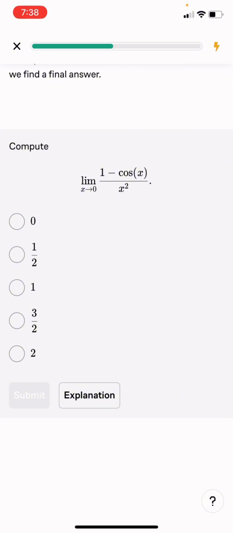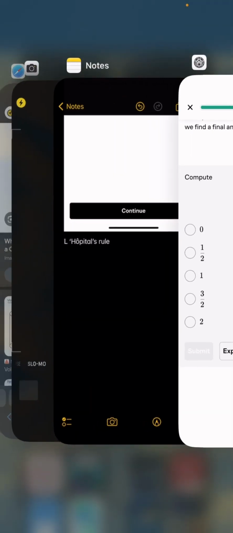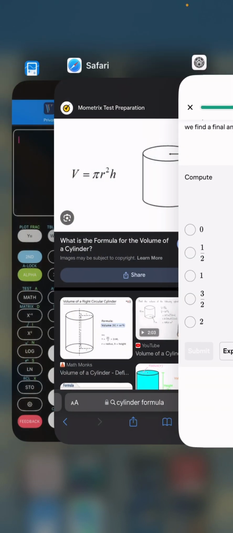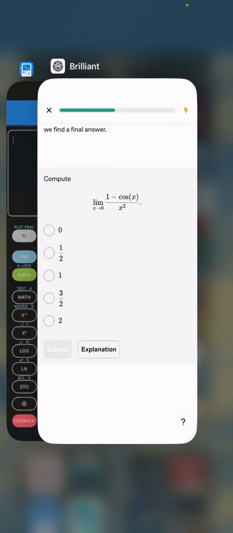Compute the limit as x goes to 0 of 1 minus cosine x over x squared. I wonder, I've never done this before, if you can insert that into a calculator like this.